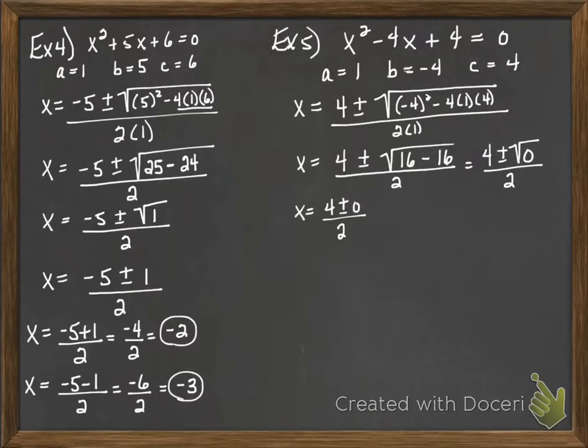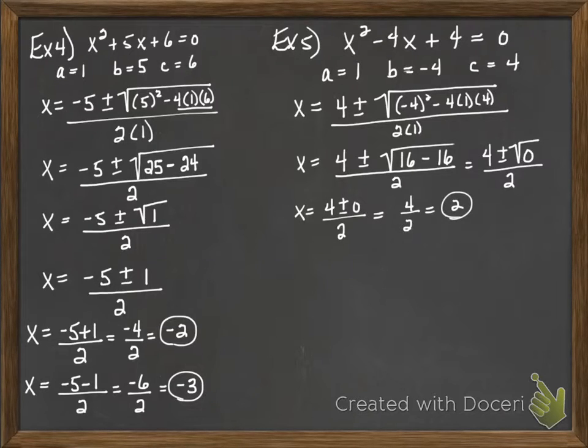Now, this is the only time you're not going to add 0 and subtract 0, because I don't know if y'all knew this or not, but 4 plus 0 is 4, and 4 minus 0 is also, is it? It's just 4. Think about that. 4 plus 0 is 4, and 4 minus 0 is also 4. So you're not going to end up with 2 answers here. You're only going to end up with 1 answer because of the 0. So you're just going to end up with 4 divided by 2, which is 2.